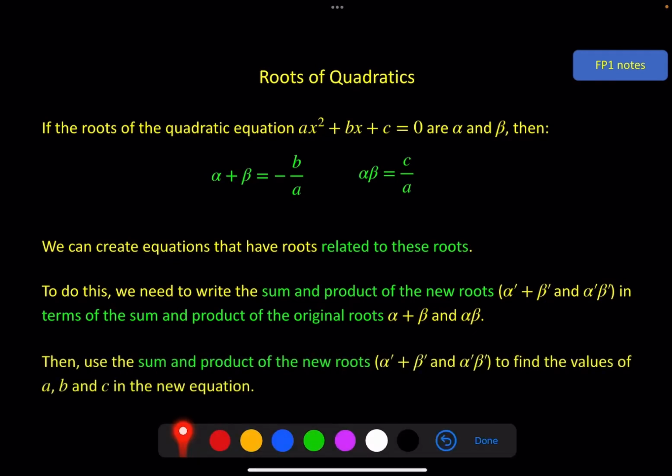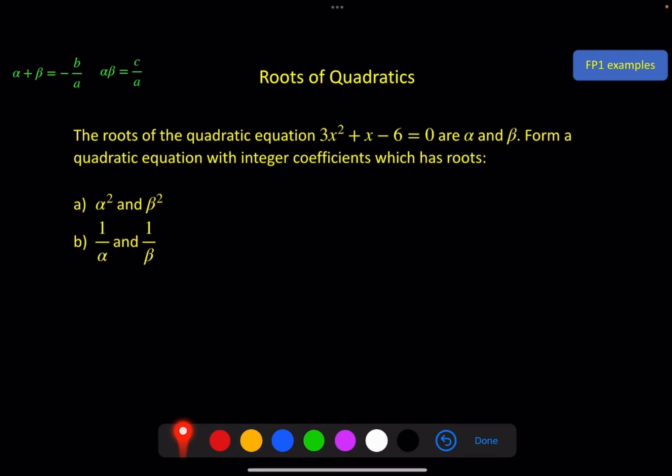Once you've found the sum and product of the new roots, however those expressions look, you can then find the values of a, b, and c in the equation that you're trying to find by using these relations again. But at that point you'll be using the new alpha plus the new beta to give you the new minus b over a, the new alpha times the new beta to give you the new c over a, and then you can generate your new equation. And in terms of notes, that's it. So we're going to jump into two examples now.